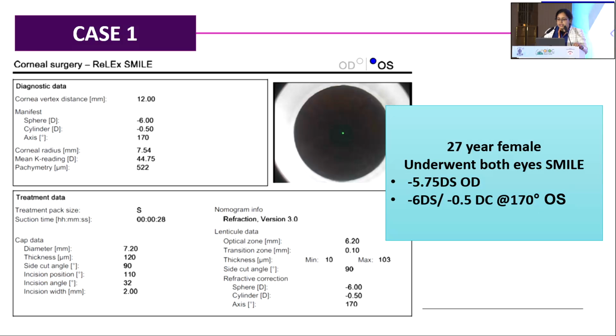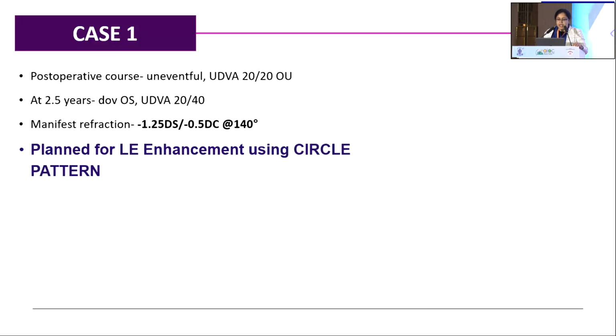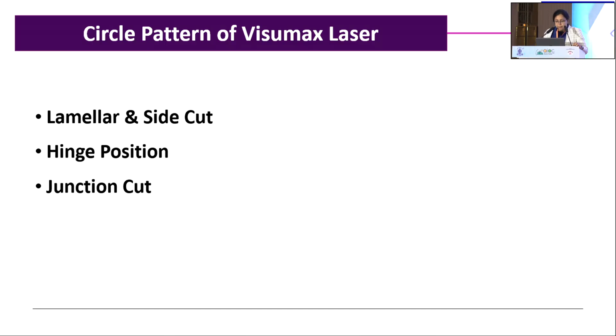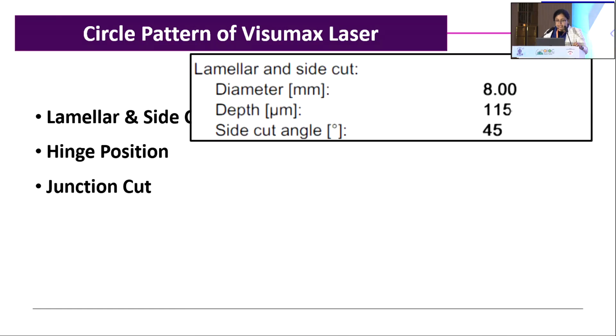So this was a 27-year-old female who underwent both eyes smile for minus 5.75 and minus 6.0 diopters refractive error respectively. Post-operatively, she gained 20/20 visual acuity. Manifest refraction at 2.5 years in the left eye showed a minus 1.25 diopter sphere with a 0.5 diopter cylinder at 140. So we planned for left eye enhancement in this stable residual refractive error, a regression, using the circle pattern.